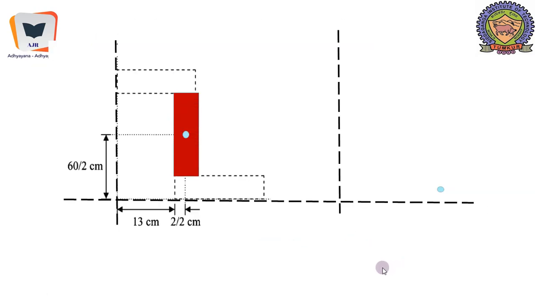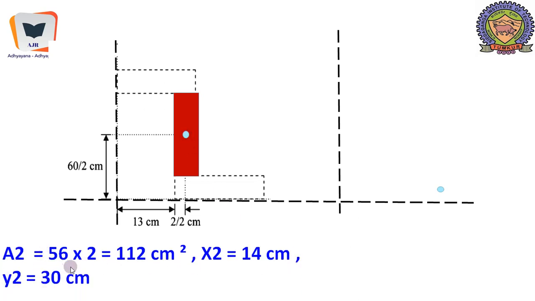Now as far as area 2 is concerned, it looks something like this. It is 60 by 2, because from here till here it is 60 by 2, and since the width is 2 centimeters, this distance is 2 by 2 plus 13. So 13 plus 1, 14 centimeters, is the location of the centroid of area 2. So A2 is 56 into 2, 112 centimeter square, and x2 is 14 centimeter, from here 13 plus 1, 14 centimeter, and y2 is 30 centimeters, that is 60 by 2.